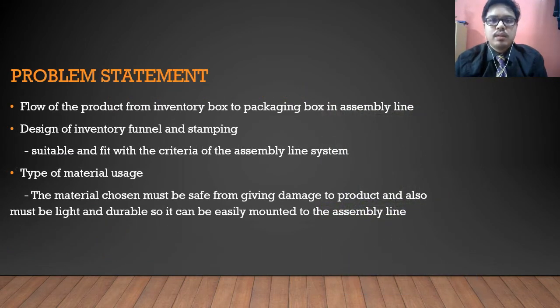We continue with the next slide, the problem statement that we detected while conducting this project. Firstly, the flow of the product to the assembly line from the inventory box to the inventory packaging box, as the line was fully automated. Next is the design of the inventory funnel and stamping. We must make sure of the criteria that need to be used so the design is suitable and fits the criteria for the whole assembly line. Next, the type of material used. The material chosen must be safe from giving damage to the product and also must be light and durable so it can be easily mounted to the assembly line.